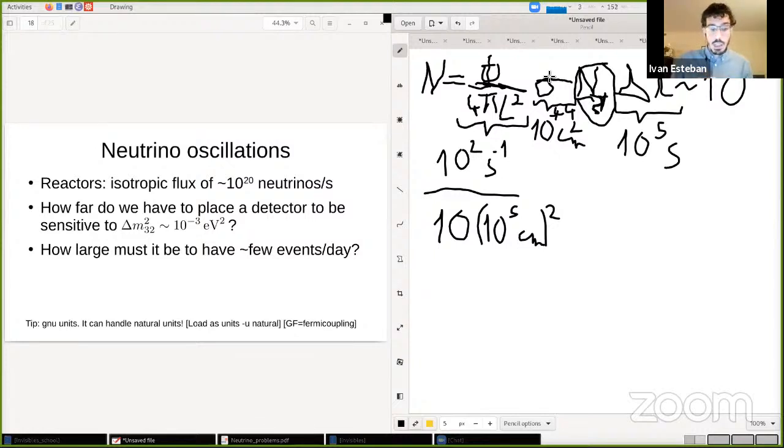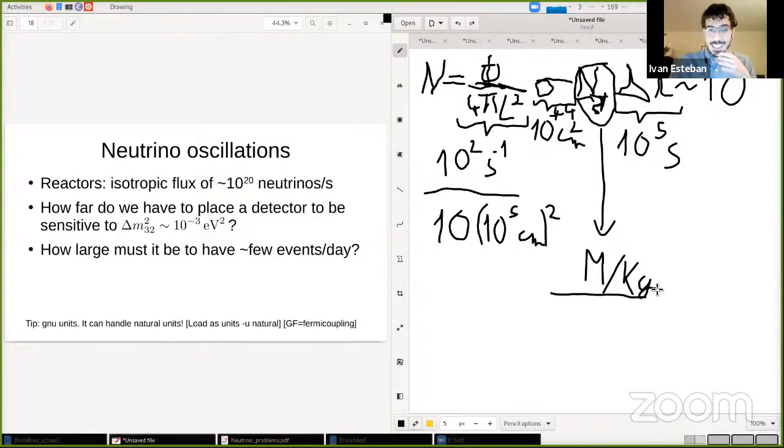So how do we estimate this? Well, this is simply the mass of the detector divided by the mass of a proton. What is the mass of the detector in kilograms? Divided by the mass of a proton. Does anybody know the mass of a proton in kilograms by heart?